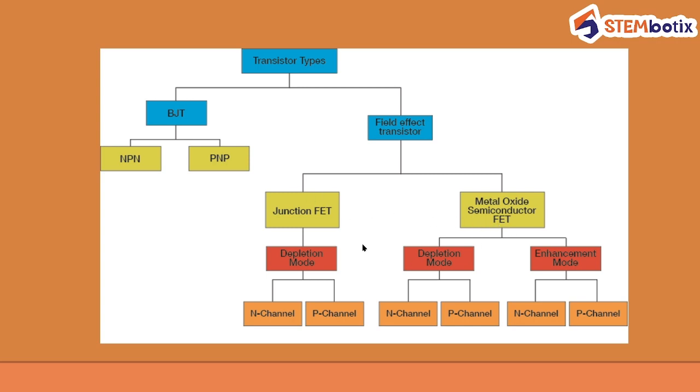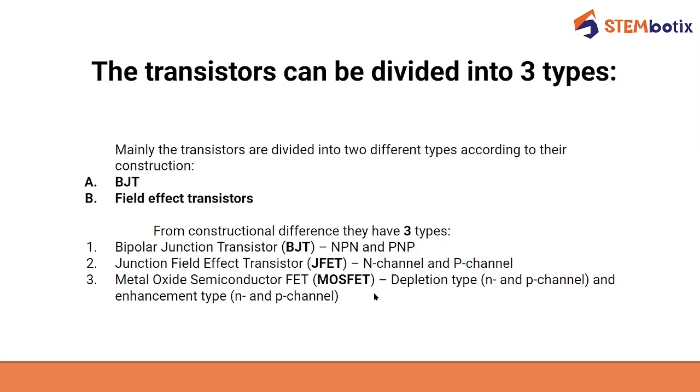Now these are further classified. JFETs are of depletion mode, in which there are two types: one is N channel and another is P channel. But MOSFETs are divided into two further categories, which are depletion mode and enhancement mode. In depletion mode, similar to this, there are N channel MOSFETs and P channel MOSFETs. Also, in enhancement mode, N channel and P channel. So this is the classification of transistors.